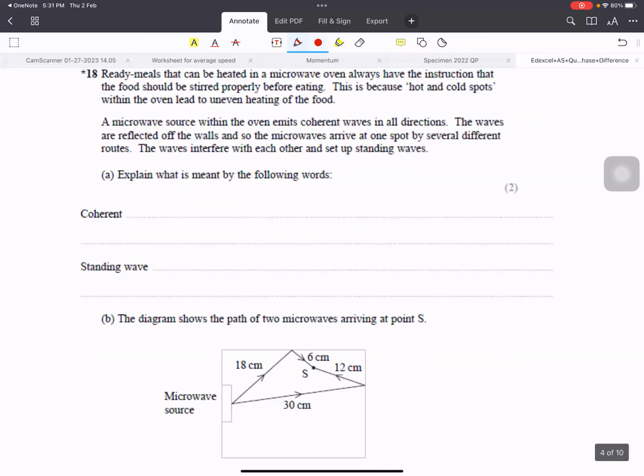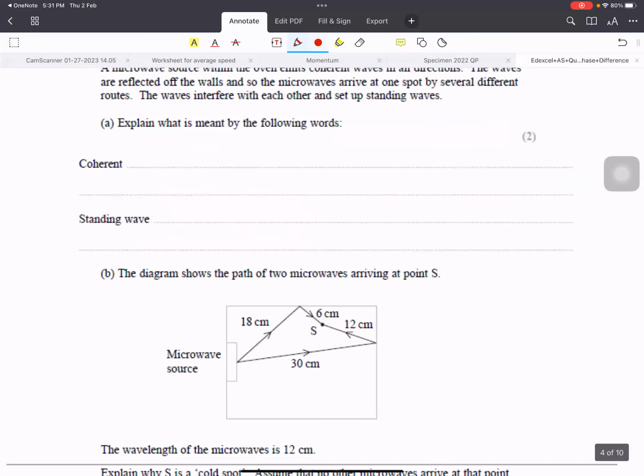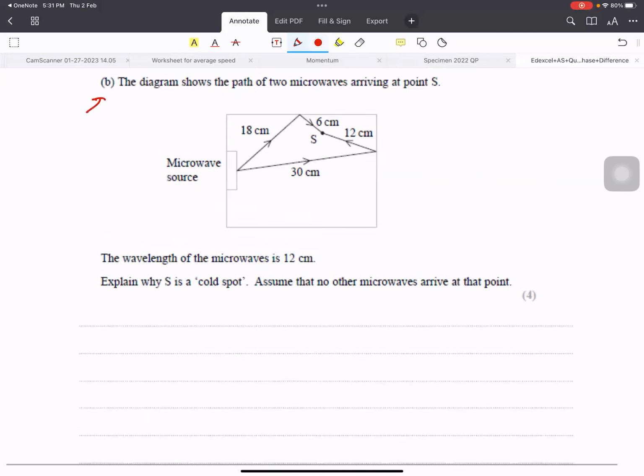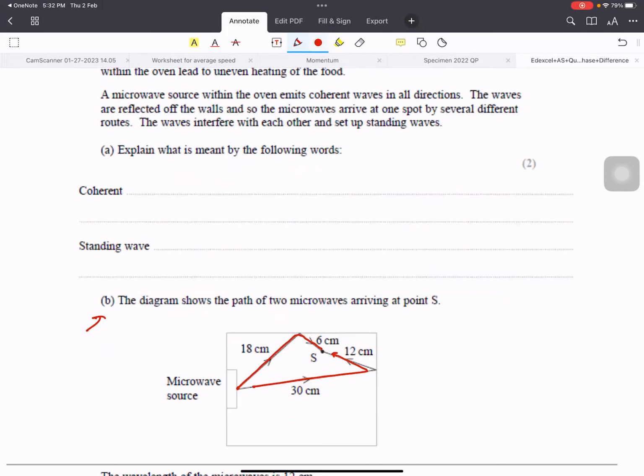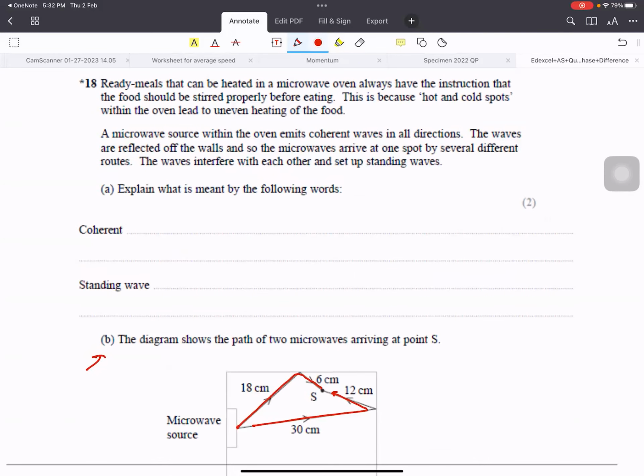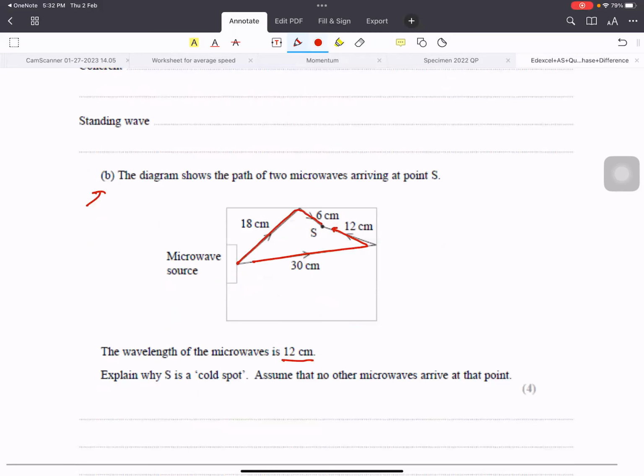Very good. So this is similar to the question that I gave you, right? All right. So it says the wavelength of the microwave is 12 centimeters. Explain why S is a cold spot, and you need to do the working. You will add one path from here till here, and the other path from here till here. Subtract them, you'll get the path difference, and then you can divide it by the wavelength, which is 12, and see whether you get half-number multiples or full whole numbers.